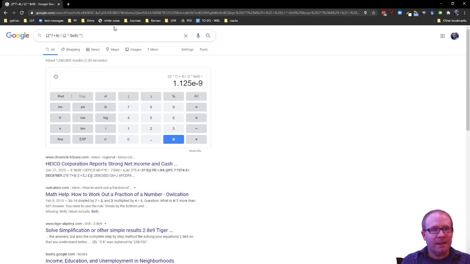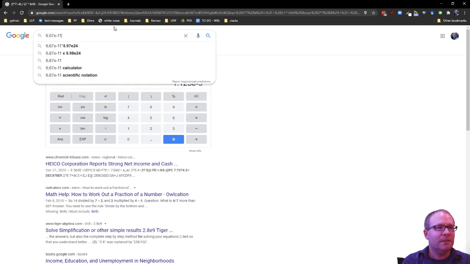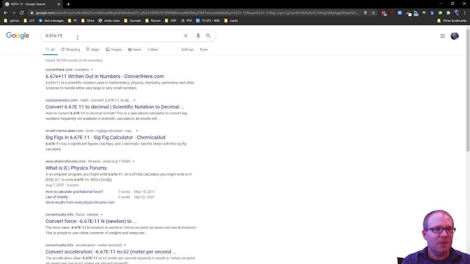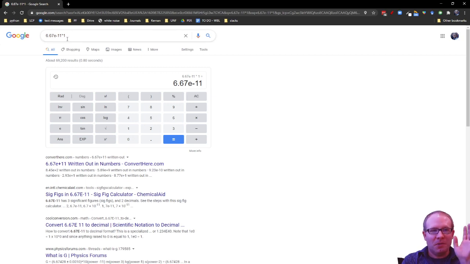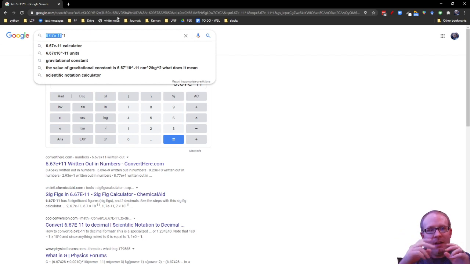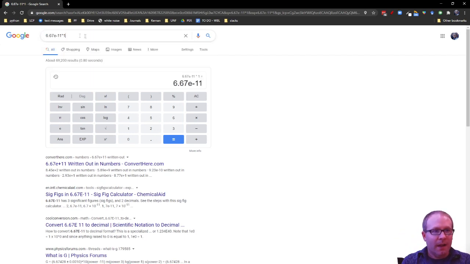You do not have to put in, I see students do this a lot, 6.67 times 10 to the negative 11, and then they start panicking because they need to put in these parentheses here, and I better put parentheses around this whole thing, and maybe I need parentheses around this times 10 to the, no, it's not like that. You just do 6.67 E negative 11. That's it. It knows what that number is. Well, I didn't actually do a calculation with that, so let's multiply it by 1. It knows that that is scientific notation. It will keep track of the scientific notation. It treats this whole thing as one chunk that you do not have to worry about.